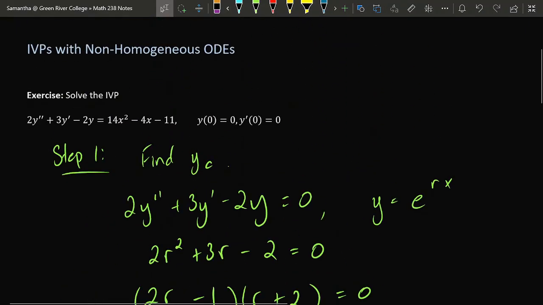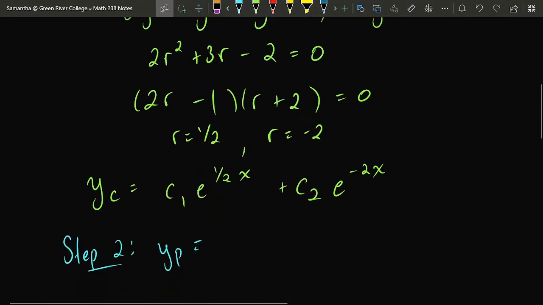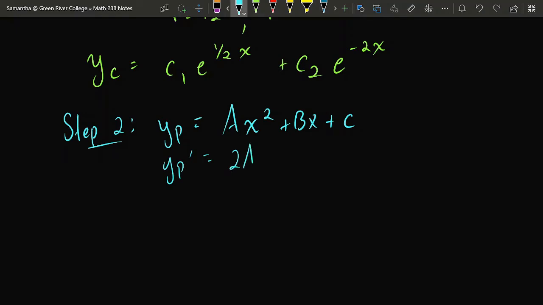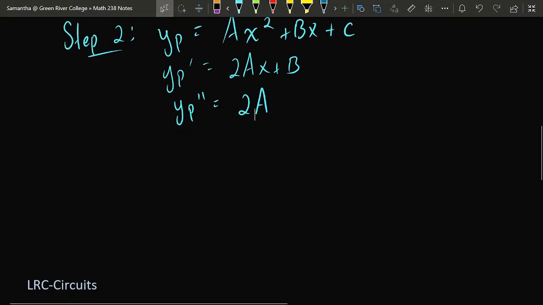Now looking at my original ODE, the function on the right-hand side is a polynomial of degree 2. So I'm going to guess a polynomial of degree 2. ax squared plus bx plus c, which implies that yp prime is 2ax plus b and yp double prime is 2a. So let me go ahead and shove that data into our differential equation to determine the values of a, b, and c.